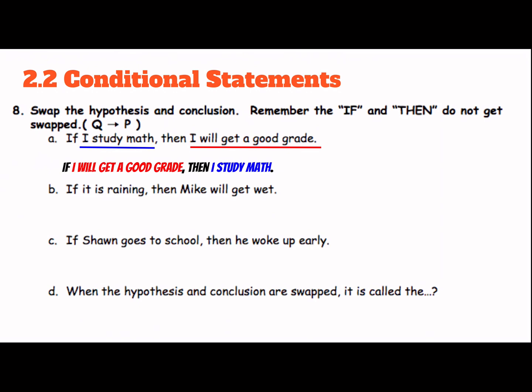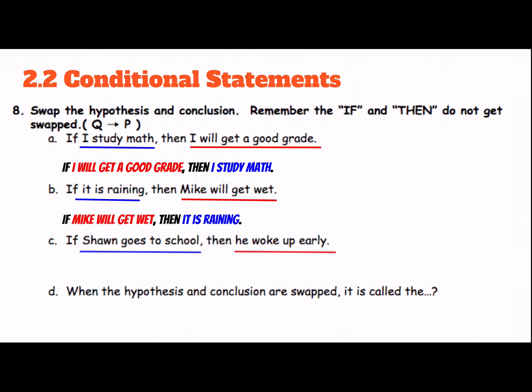Go ahead, pause the video, and try B, C, and D if you can do that one. So for B, if it's raining, then Mike will get wet. It's just going to swap the blue and the red to be if Mike will get wet, then it is raining. And C, when we swap the blue and the red, the hypothesis and the conclusion, we get if Sean woke up early, then Sean goes to school.